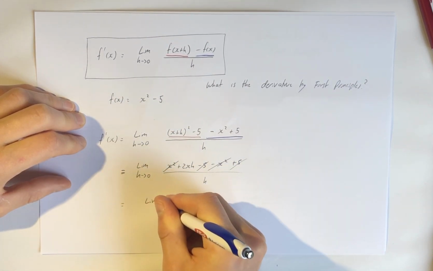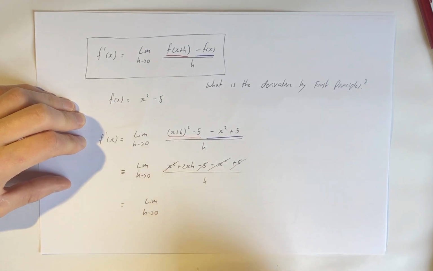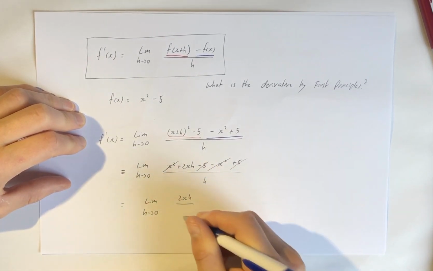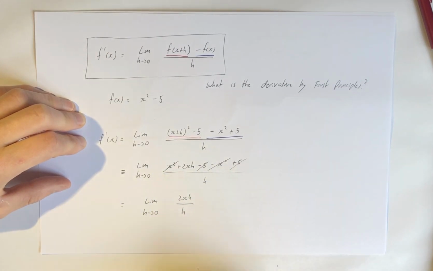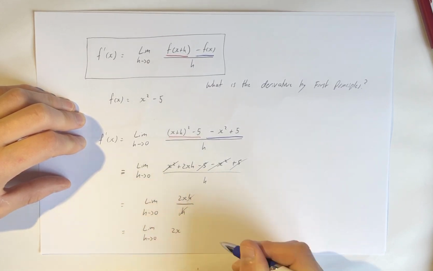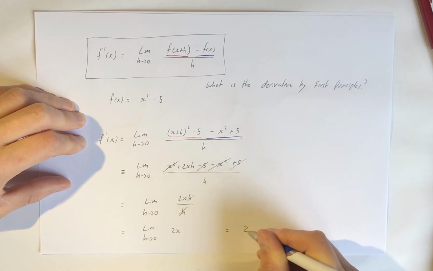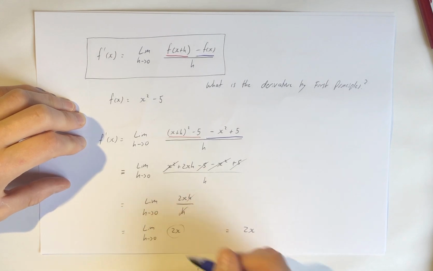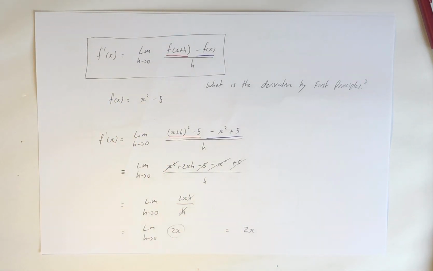X squared, take away x squared, minus 5 plus 5. And now we have the limit as h tends to 0 of 2xh over h. And the h's cancel as well. And so we've got the limit as h goes to 0 of 2x, and that's just equal to 2x. As h vanishes, we would just be left with 2x. Okay.